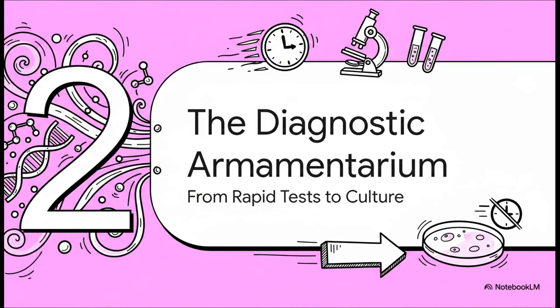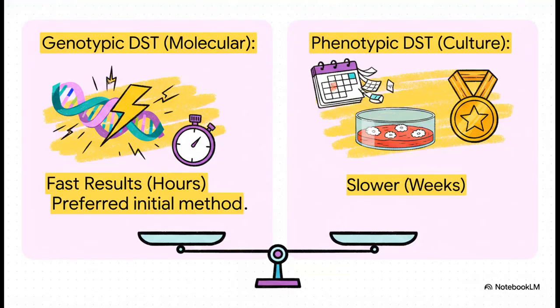All right, we know the definitions. But how do we actually find these resistant bugs? Let's move on to our diagnostic toolkit. The huge story here has been the shift away from slow, old-school culture methods toward making rapid molecular tests the first thing we reach for. So we've got 2 main ways to do this. Genotypic testing using tools like CBNAAT is incredibly fast.